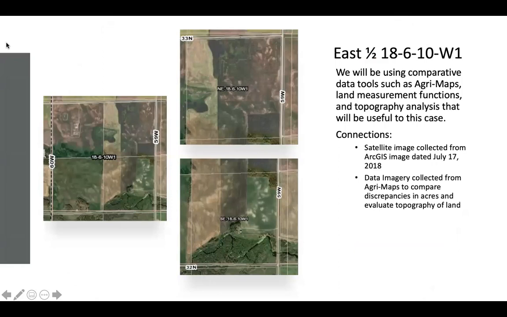We will be using comparative data tools such as AgriMaps, land measurement functions, and topography analysis that will be useful to this case. The connections include satellite image data collected from ArcGIS, dated July 17th, 2018. Data imagery collected from AgriMaps to compare discrepancies in acres between the producer's proposed acres from 320 to 300 on the east section and to evaluate topography of the land.